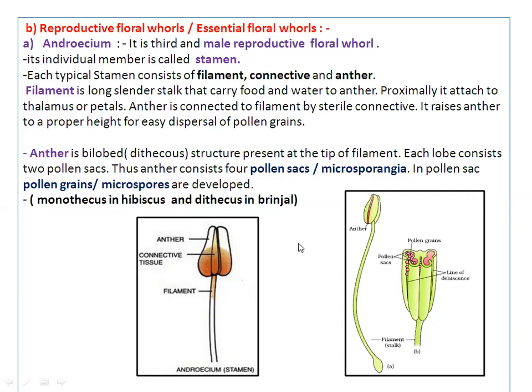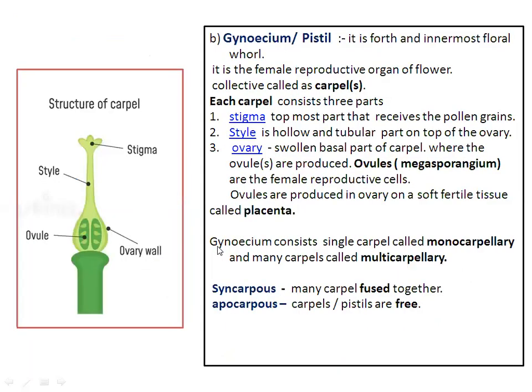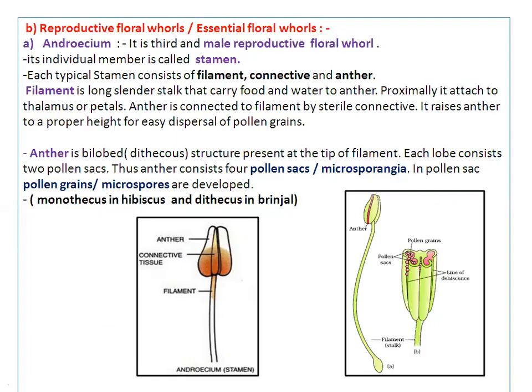Each typical stamen consists of three parts basically: filament, connective, and anther. So the filament is a long thread-like or stalk-like structure. It carries food and water to the anther.